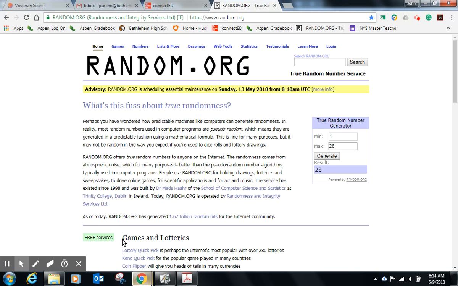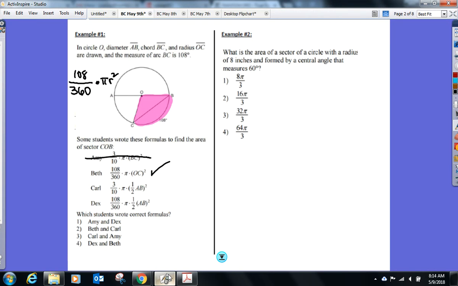Carl, the C-man. Right or wrong for Carl? Ooh, right. Even though he has a 3/10 in there. I don't know if that's throwing anybody off, but anybody know what 108 over 360 reduces down to? 3/10. Yeah, that reduces down to 3/10 here, guys. And he's taken, who had this one? What's AB, Amanda? And when you take half of it, you get the radius. Nice job, Carl.